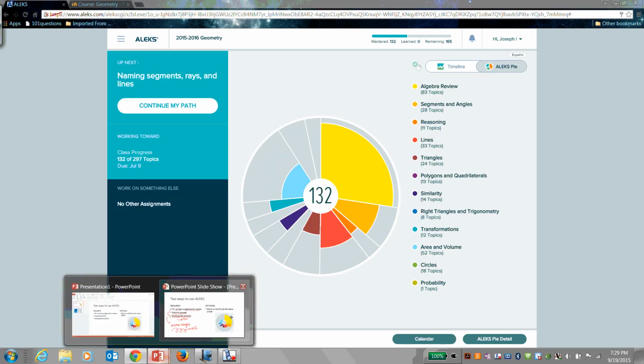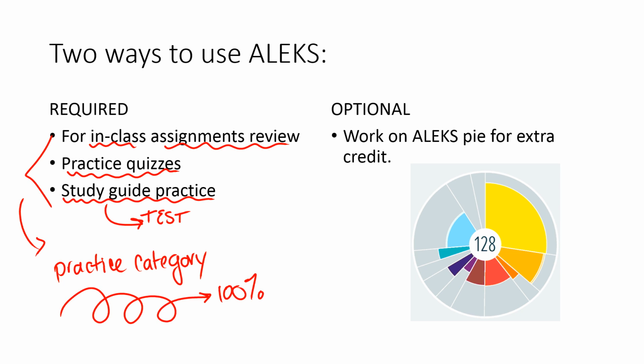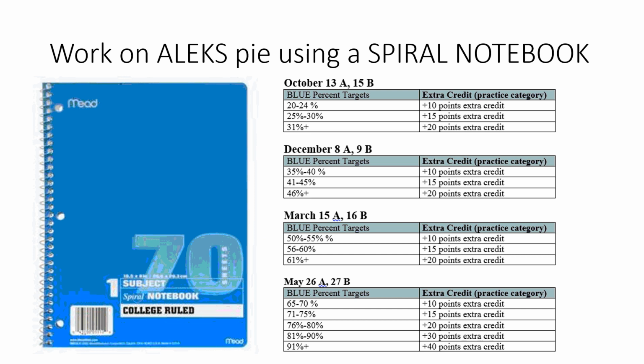Now the optional, which is the extra credit, is to actually work on the ALEKS pie and gain what's called percent. So you work at will on any of these subjects. If you take a look here, you want to do your work in a spiral notebook. That's required. You can't get extra credit unless you show your work in a spiral notebook. Or you can come in my classroom and work on your ALEKS pie using dry erase boards. One or the other, but there must be a physical paper trail, either working on a dry erase board or in a spiral notebook.